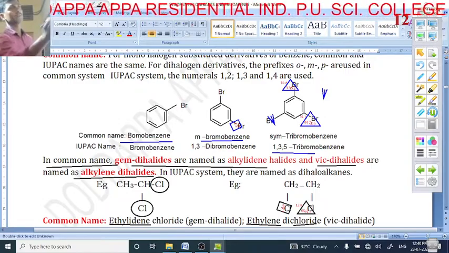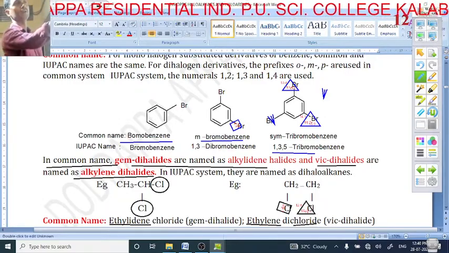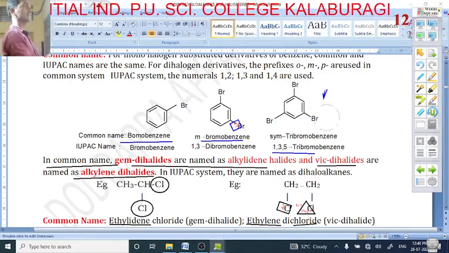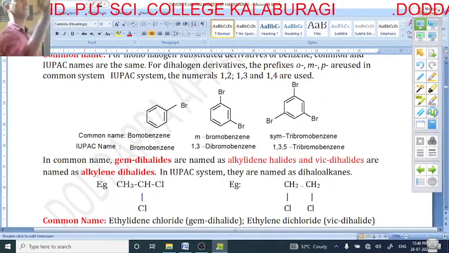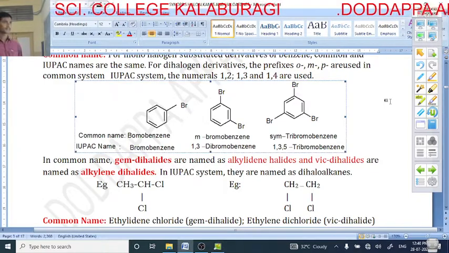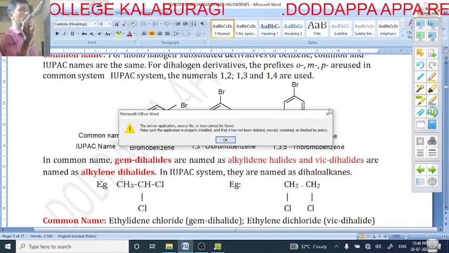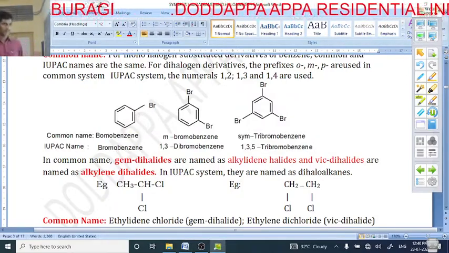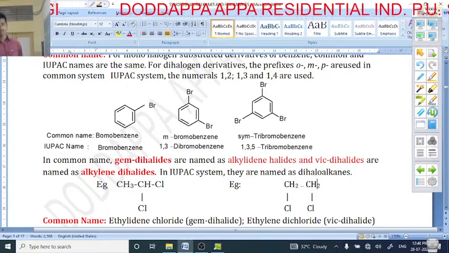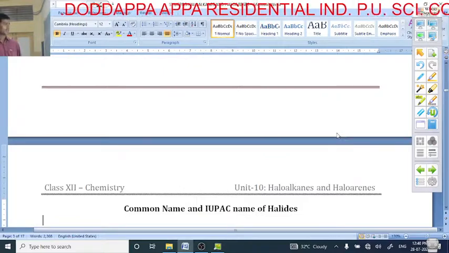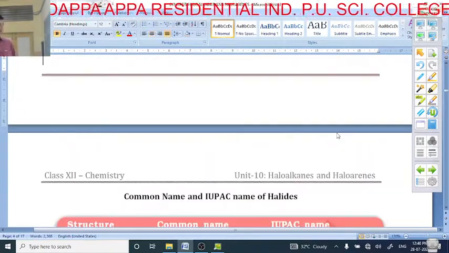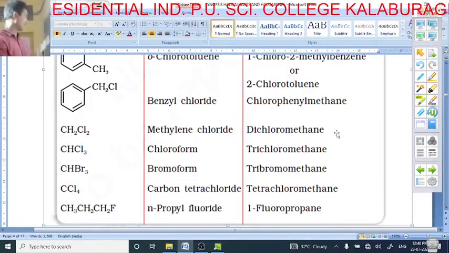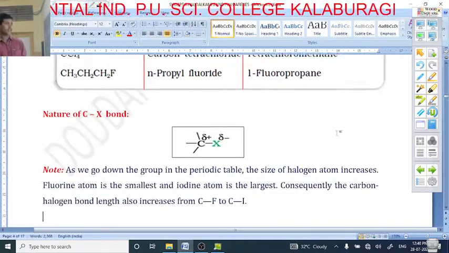Okay, my dear students. The next slide. Now these are the common names and IUPAC names. Next slide: nature of the C-X bond.